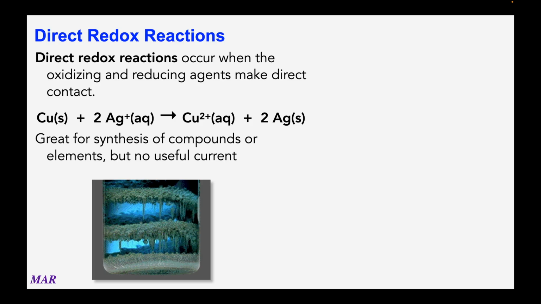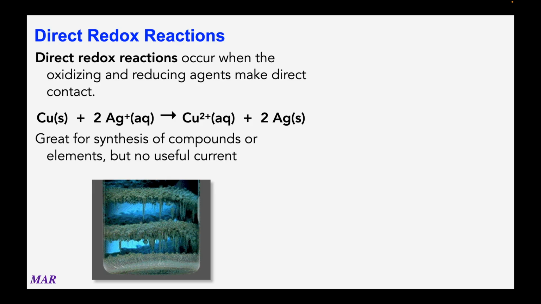So if you look at that video at the end, there's 2 things that are really interesting. First of all, there's that kind of mossy stuff over the copper. That's the silver. Silver in an unpurified form does not look like silver of a necklace. It looks kind of like moss. And anyway, that's the pure silver being made.